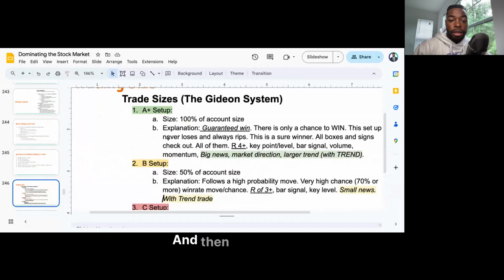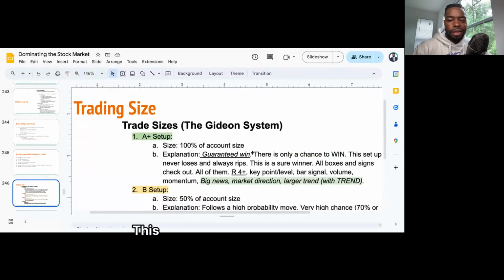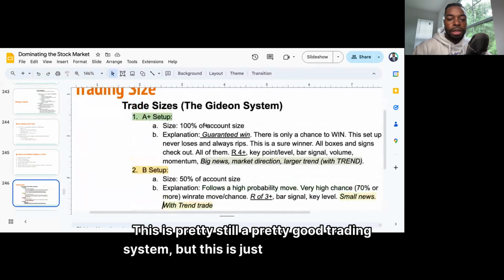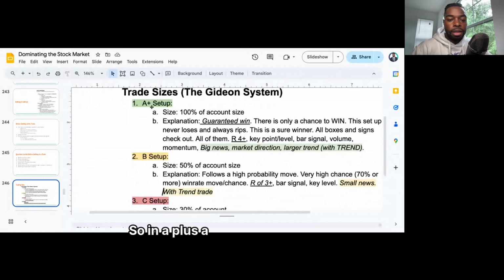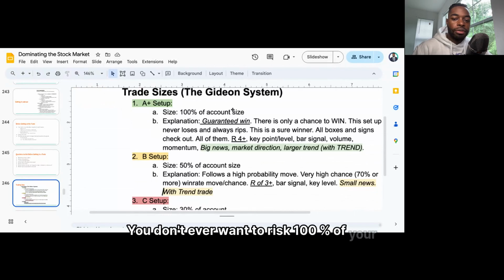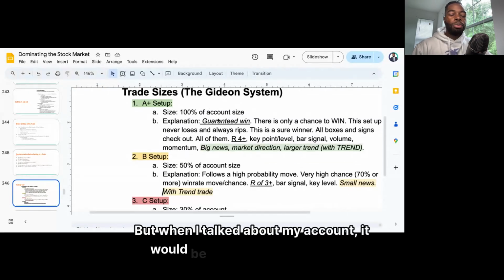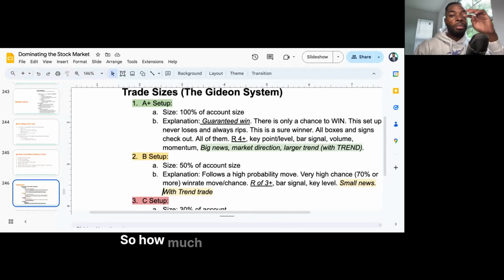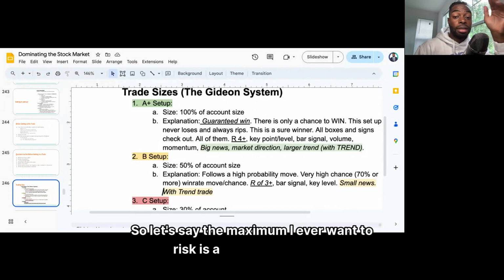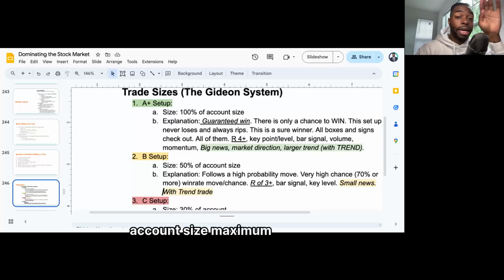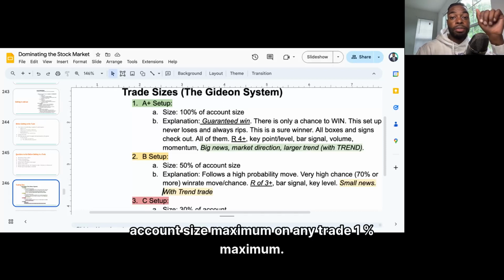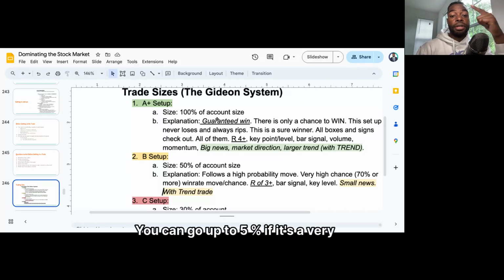So yeah. And then I used to have a trading system. This is still a pretty good trading system, but this is just an example of how you would grade trades. So an A plus setup would be 100% of, not your account size, you don't ever want to risk 100% of your account. But when I talked about my account, it would be like my options portion, so how much my wager would typically be. Typically you want to risk 1% of your account size maximum on any trade. 1% maximum. You can go up to 5% if it's a very good setup, like an A plus setup.